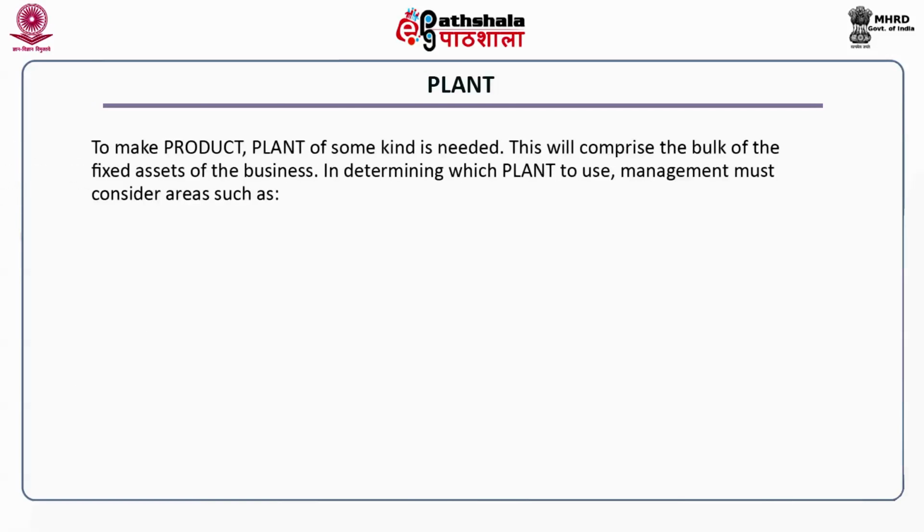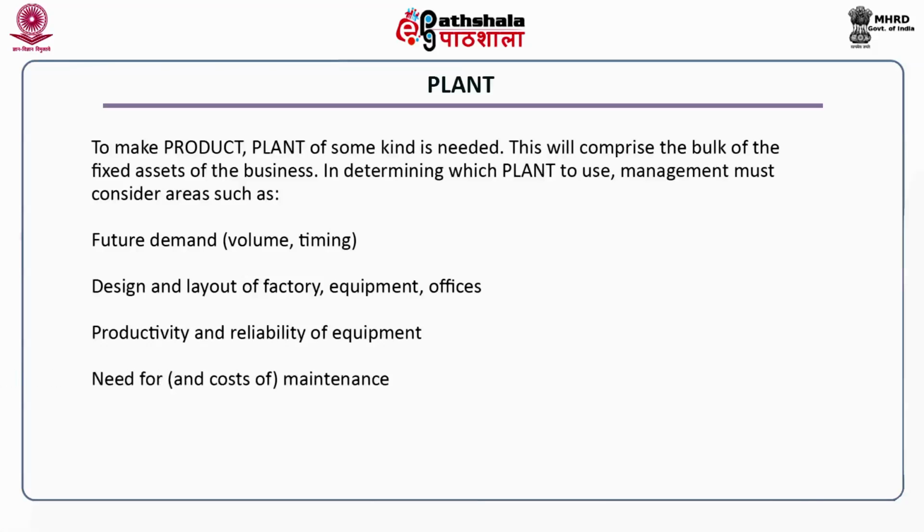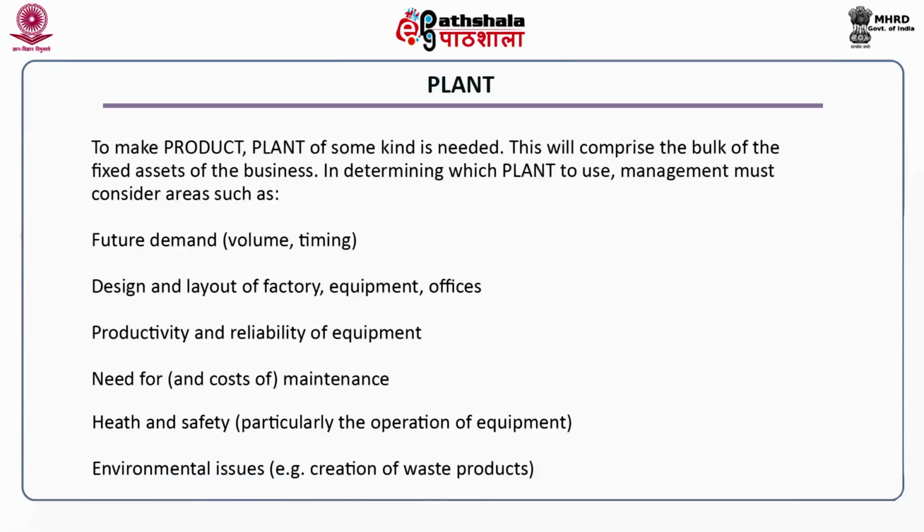Second is plant. To make the product, plant of some kind is needed. This will comprise the bulk of the fixed assets of the business. In determining which plant to use, management must consider areas such as future demand, design and layout of the factory, equipment, offices, productivity and reliability of the equipment, need for maintenance, health and safety, environmental issues.